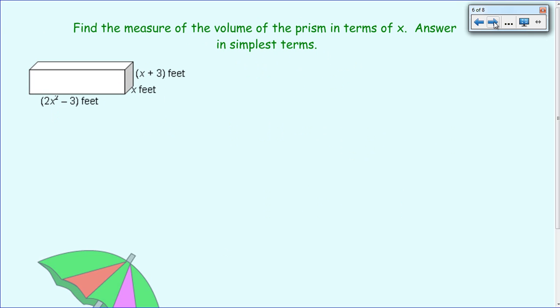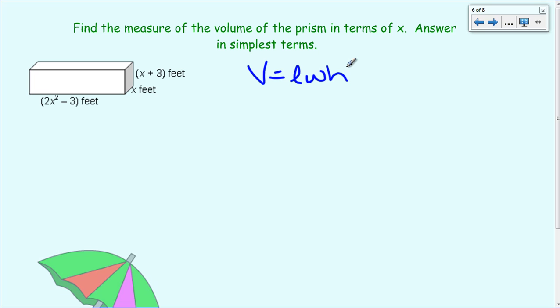So now they want us to find the volume. I'm given a prism. They say find the measure of the volume of the prism in terms of x. In terms of x means there better be an x in your answer. You can't just, the x has to be there. And they want your answer in simplest terms. Well, if you remember, volume is length times width times height when you're dealing with the prism.